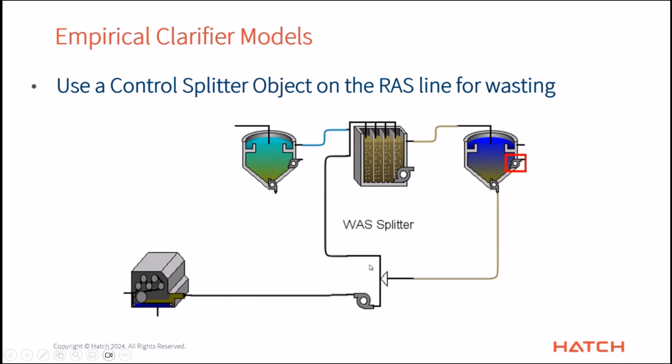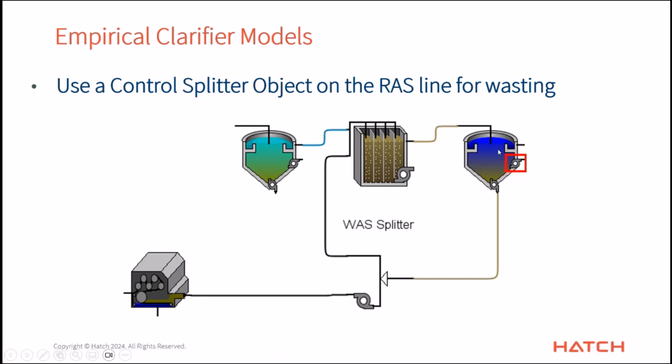The control splitter object is found up where the regular splitters are found. If you scroll down to the bottom of that list, you'll see it there. With the control splitter, you specify a pump flow rate on one side and all the rest of the flow goes the other way. So it's nice and convenient.